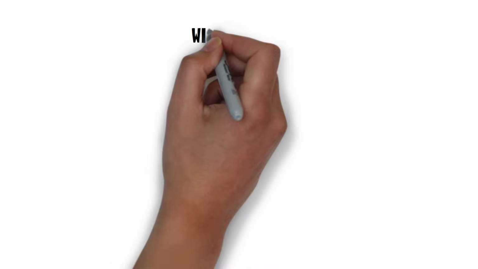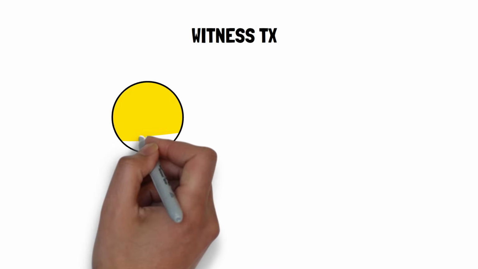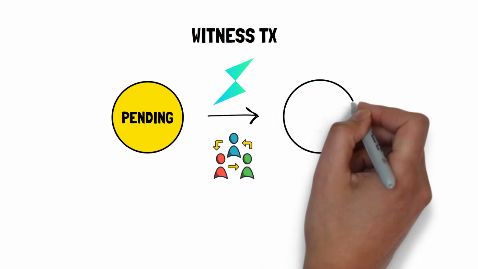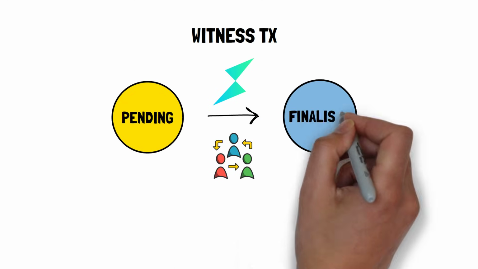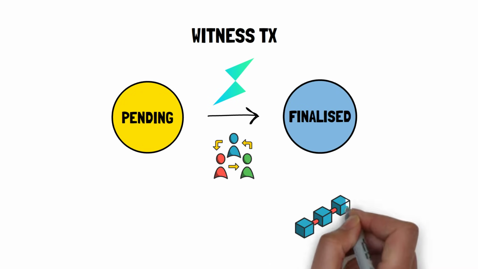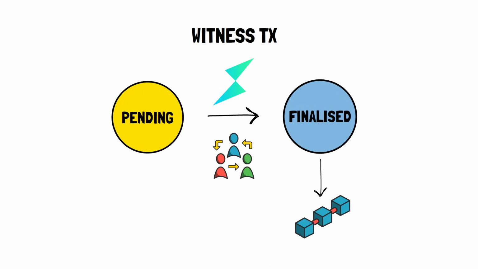The witness transactions are initially recorded as pending, which is one of the states in the Thorchain state machine. After the majority of nodes agree on the state of the inbound transaction, the transaction is moved to the finalized state. At this point, the user's Bitcoin deposit is recorded on the Thorchain blockchain.